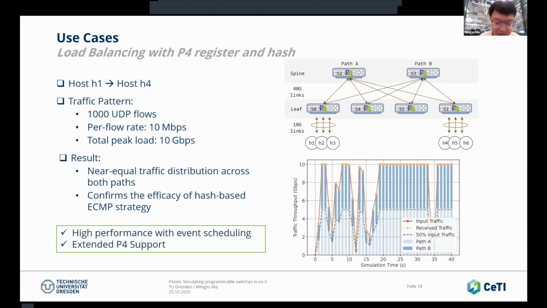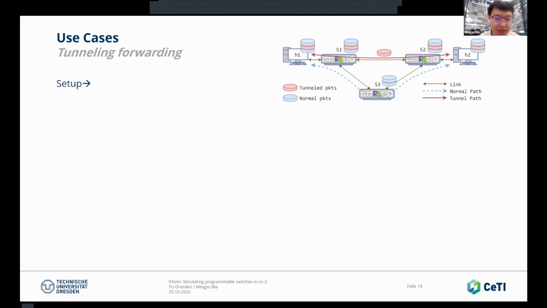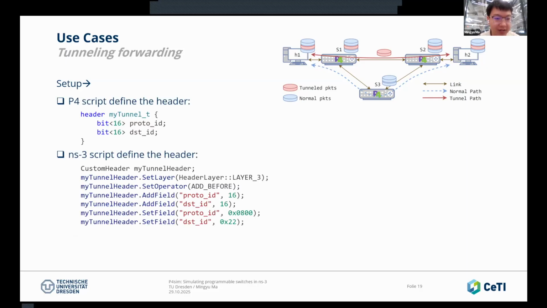It achieved high performance with event scheduling and also extended P4 support. We have the second use case, tunneling with custom headers. We set up the custom headers in the P4 script, which defines the processing pipeline in these three switches, and also the ns-3 script to define the hosts on the sender and the receiver side. This is in C++ in the ns-3 script.